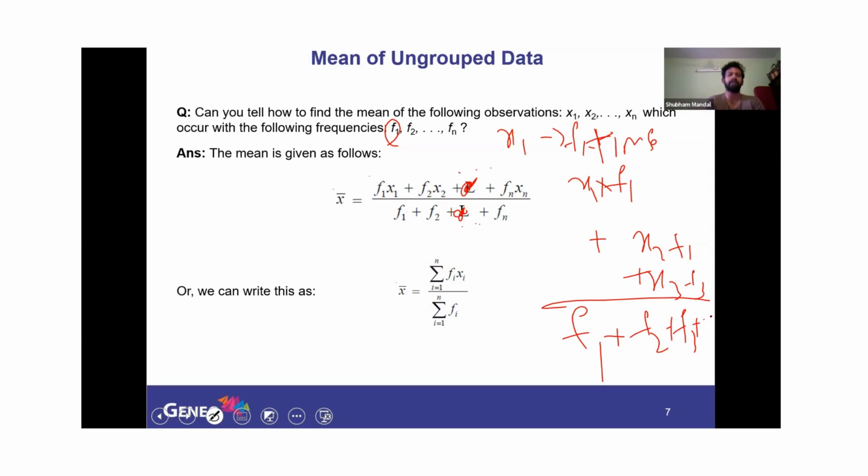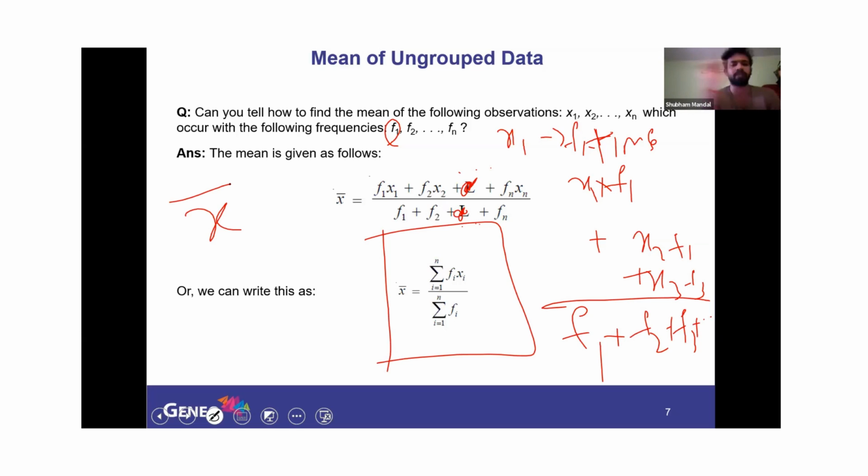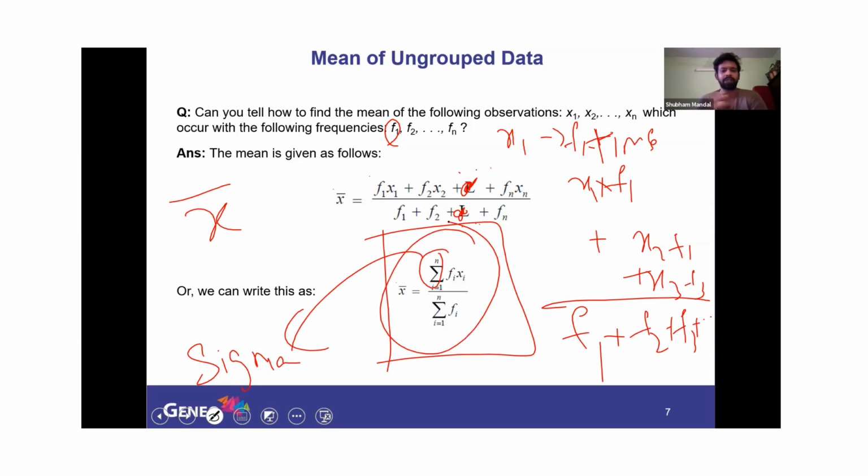And this is written in the short form as this. So mean is always represented as x bar. This is x with a bar over it or an underline over it, and this symbol is called sigma. So this whole formula is pronounced as x bar is equal to sigma fi xi, where i goes from 1 to n.